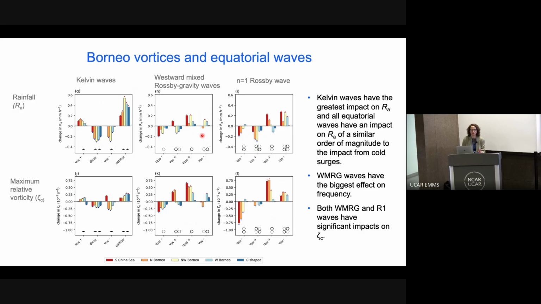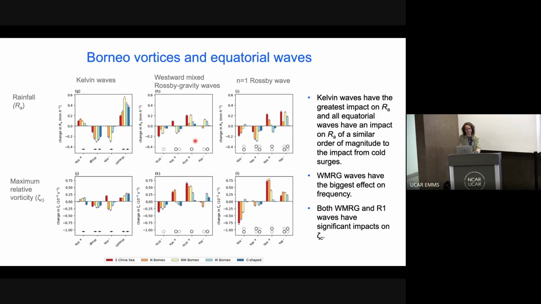And that's maybe not so surprising because the cold surges last for several days. They have much longer time to interact with the vortex, whereas the different wave phases are more transient and move through this region more quickly.